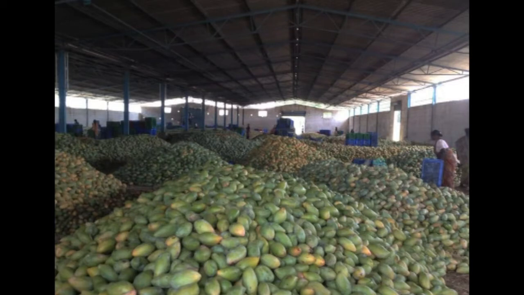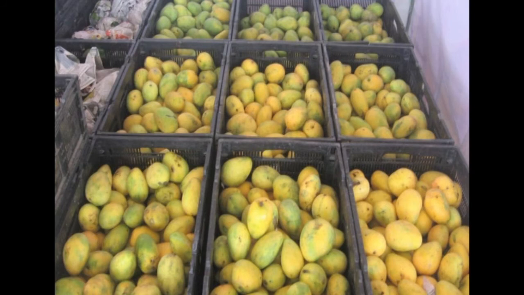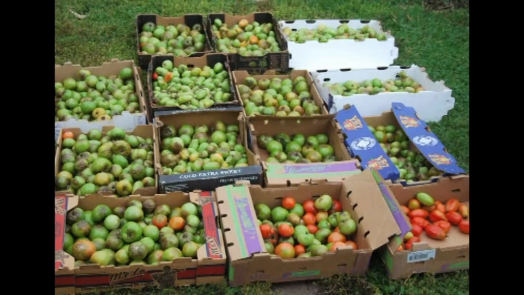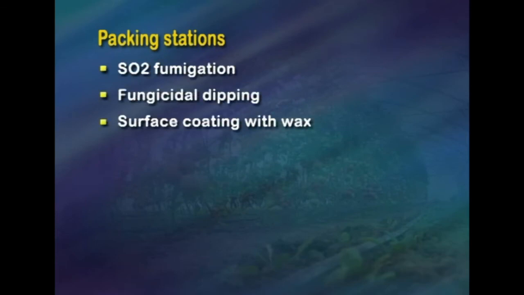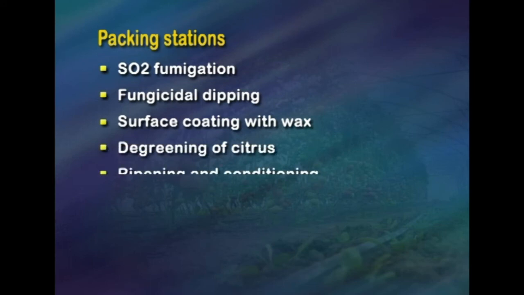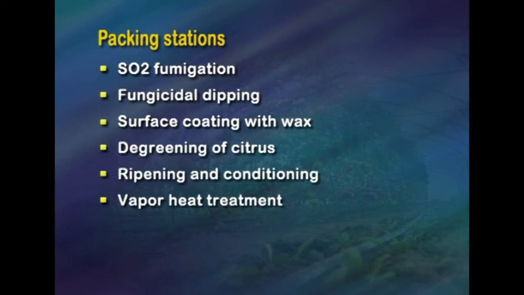Packaging stations. There is an absolute lack of the concept of packaging house establishments in India. Fruits and vegetables are generally packed in the field without any pre-treatment. Some are even transported without any packaging. A number of important operations are also carried out at packing stations. These include sulfur dioxide fumigation, fungicidal dipping, surface coating with wax, degreening of citrus, ripening and conditioning, vapor heat treatment, etc.